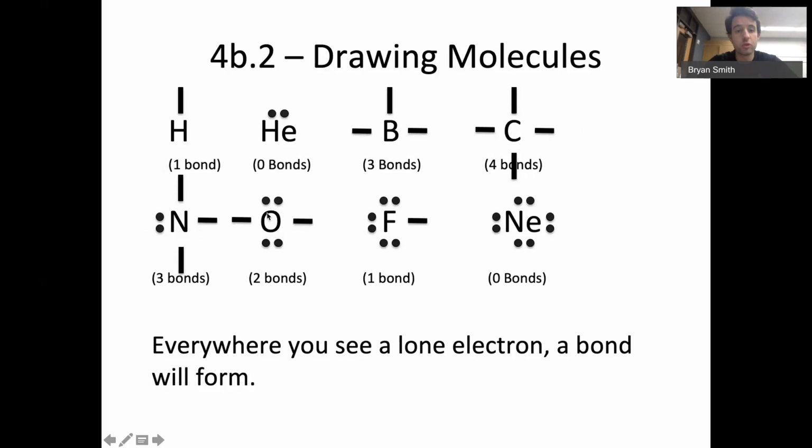Oxygen has 2 and 2, 2 shared pairs and 2 unshared pairs. Fluorine's got 3 unshared pairs. It's got 3 sets of 2 dots, and then it's got 1 line or 1 shared pair, 1 bond.